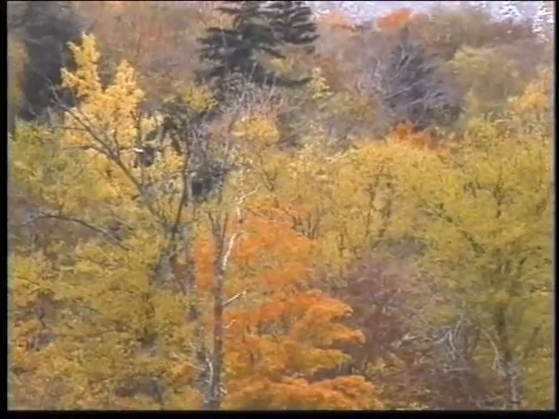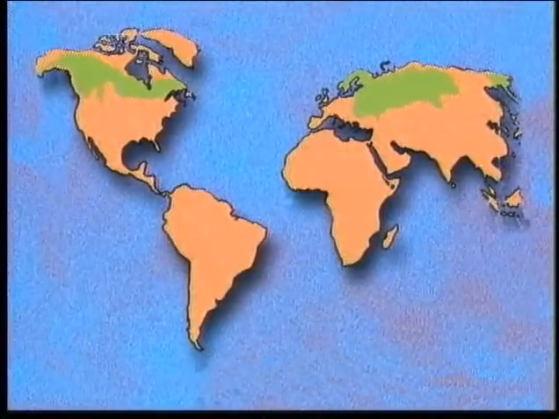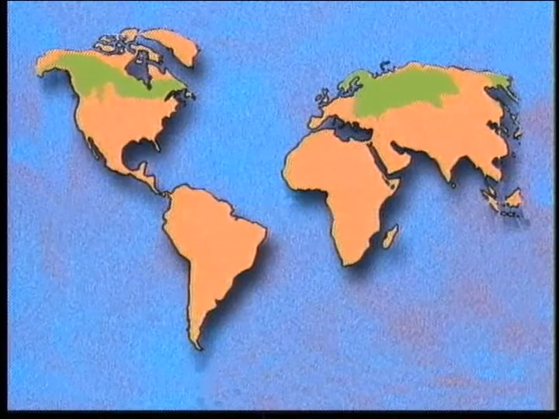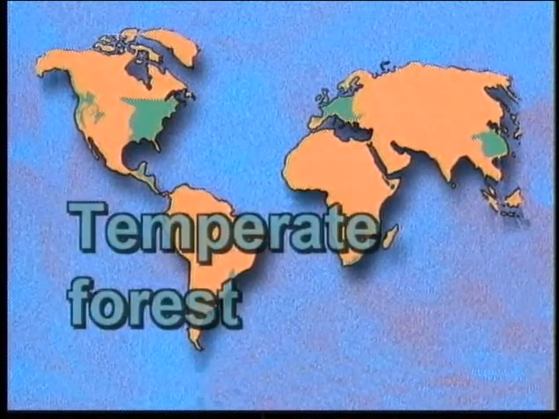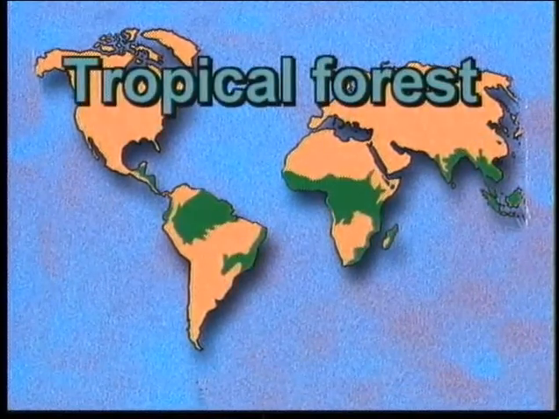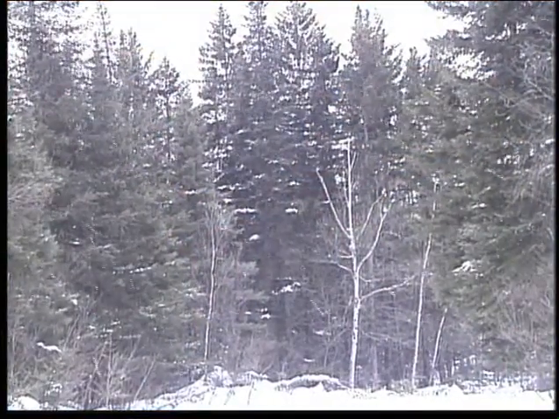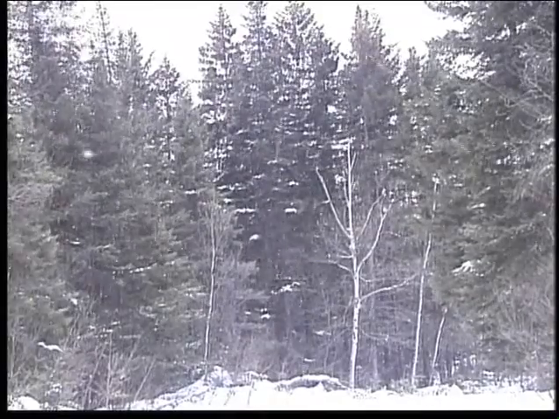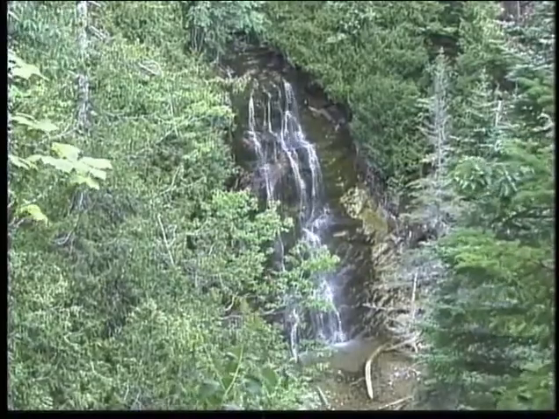These forest types are separated by differences in latitude. Generally speaking, northern coniferous forests are found between 50 and 60 degrees latitude. Temperate forests are found below 50 degrees latitude, and tropical forests are found near the equator. Each of these forests has a unique climate, which influences the types of plants and animals that live there. Let's take a closer look at each of these different forest types.